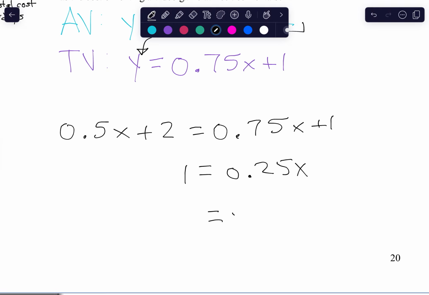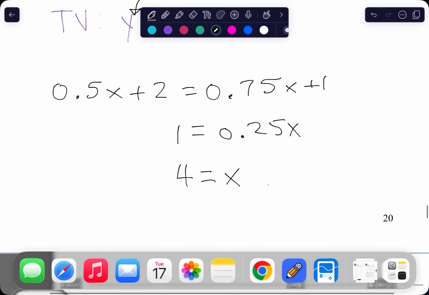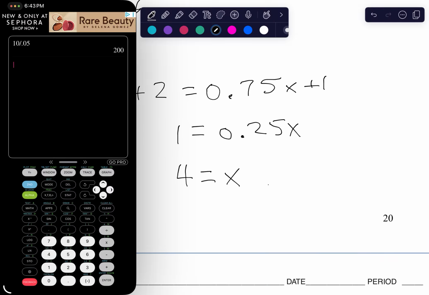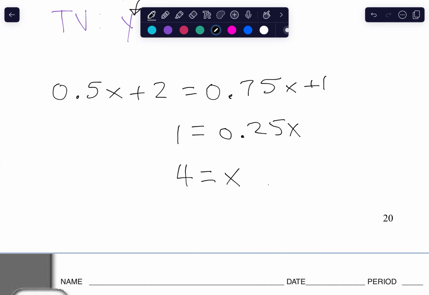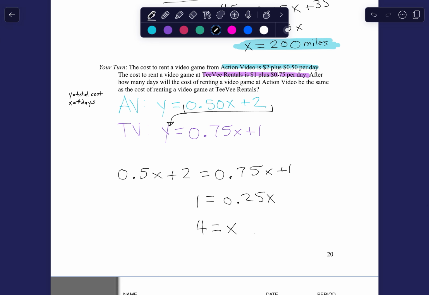Divide both sides by 0.25. Should give us 4, but I'll show you in case you don't believe me. 1 divided by 0.25 is 4. So then we have to say, okay, did we find what they wanted? After how many days? x, we said, was the number of days, thank goodness, so we are done.